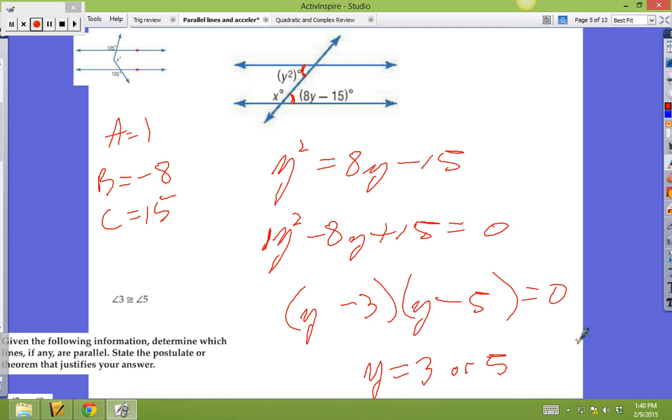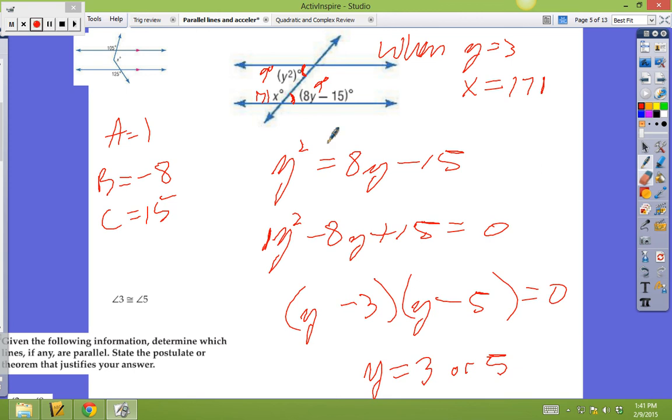So we got to try them both out. If y is 3, let's try that first. Let's take 3 and plug it in. 3 squared, that means this is 9 degrees. And 8 times 3 is 24. 24 take away 15, this is also 9 degrees. So when y is 3, x has to equal 171, because 171 plus 9 is 180, and these are supplementary because they're alternate interior.